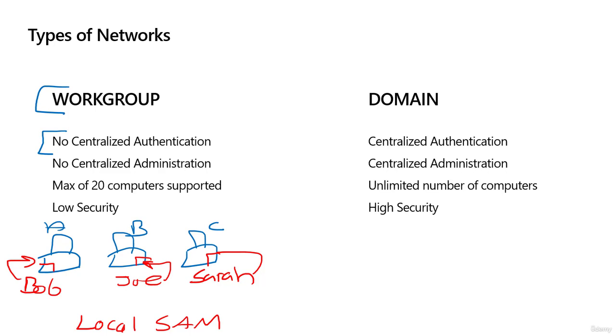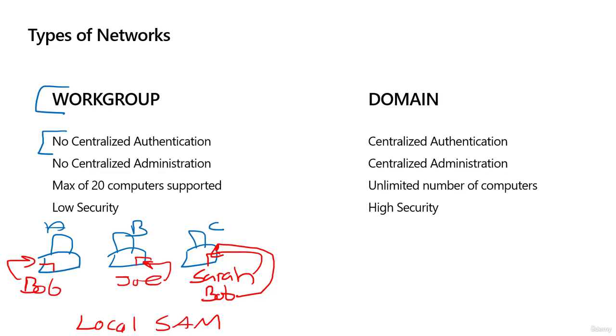These computers have no relationship to each other. The only thing they even have in common is they happen to be connected to the same physical network, whether that's through an Ethernet cable or wireless. They're on the same network. That is the only thing they have in common. If Bob needs to log into Sarah's computer, maybe once in a while he needs to log in to do something, then you would have to go to computer C and you would have to create a new user account for Bob on computer C. You would set the password, you would do all those things.